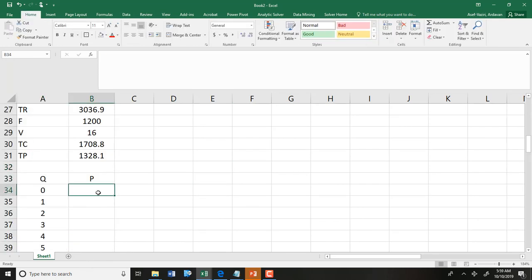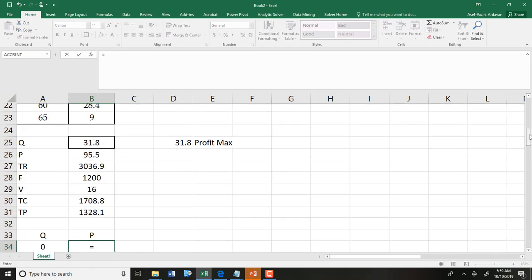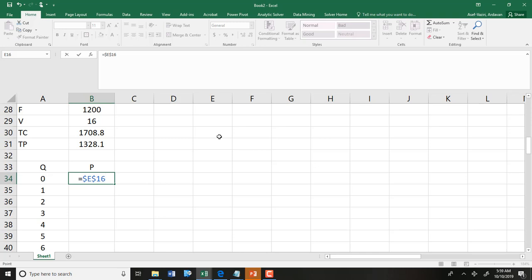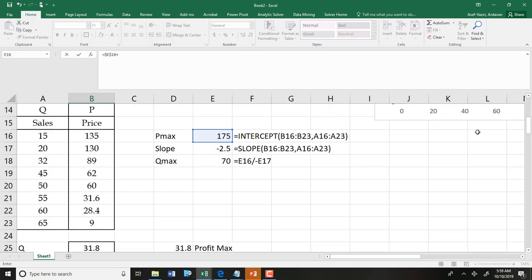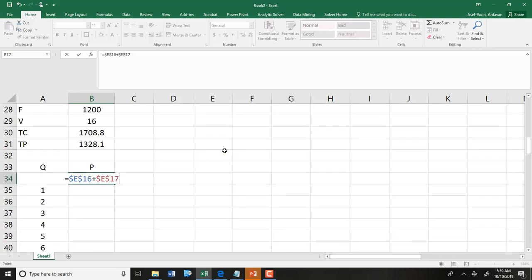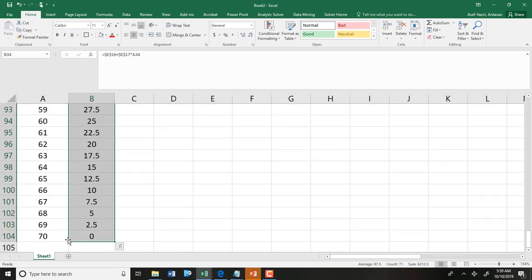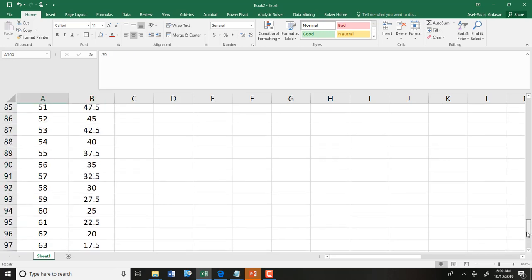Okay, and I know that the relationship between price and quantity was max price, which is this, and I like it now because I'm going to copy it down, plus slope, which was this one, and I like it because I'm going to copy it down, multiplied by Q. I cannot click on A34, I click on 35 and then go up. So that is the relationship between price and quantity. And at price of 0, quantity is equal to 70.